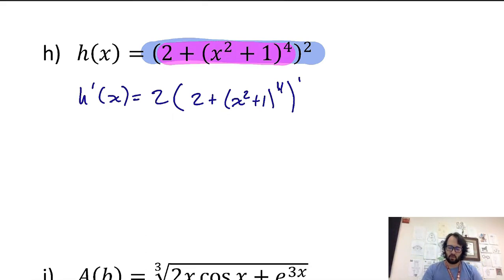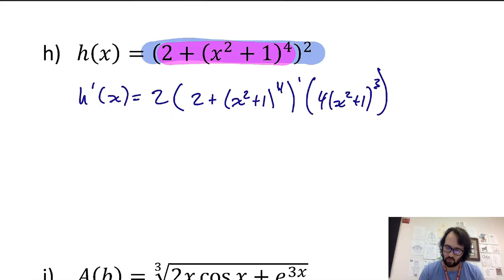And the derivative of this 2 here is going to be 0, so I just lose that. And really looking at this part, this is another chain rule in itself. I keep going inward. All right, so I have that 4 exponent up there, so I'm going to pull that 4 exponent in front, take one away, and multiply it. So this will be 4 times (x squared plus 1) to the third.